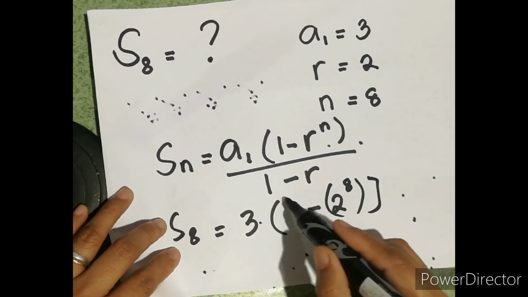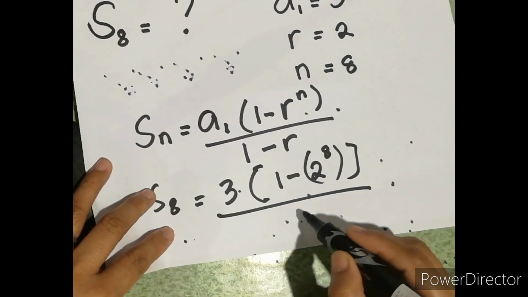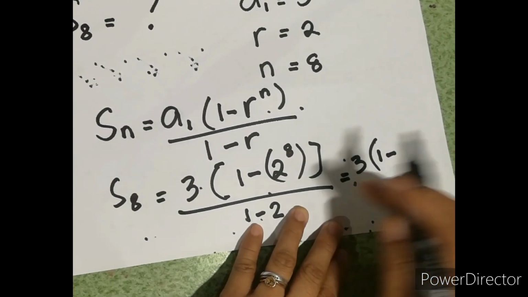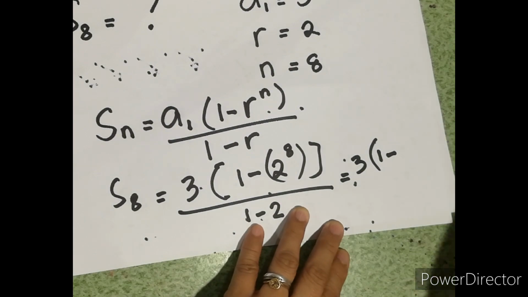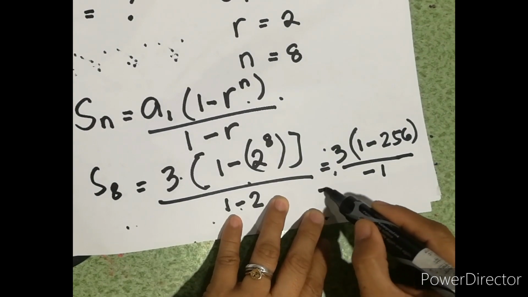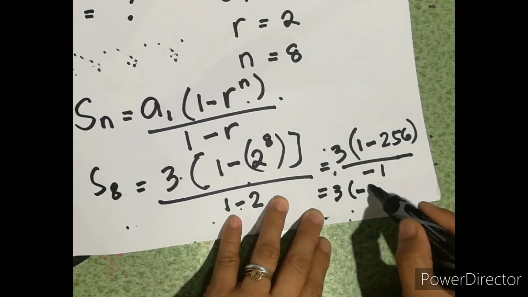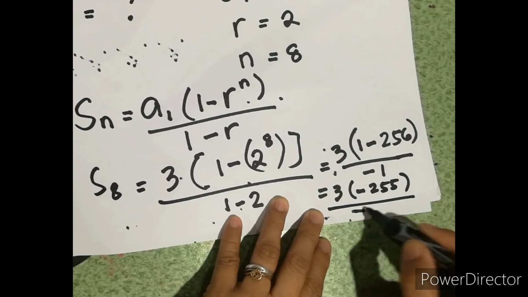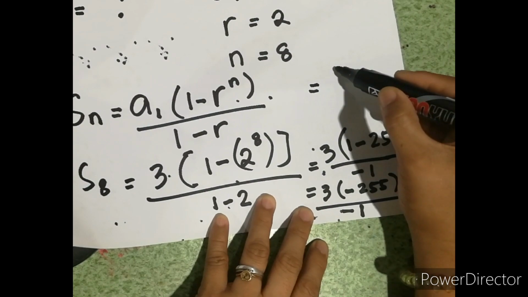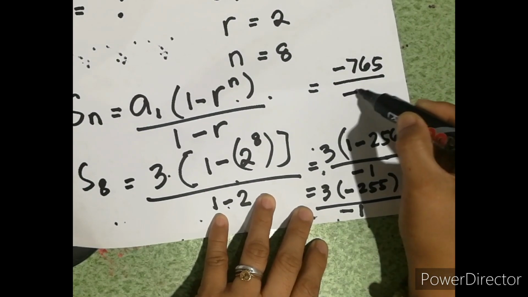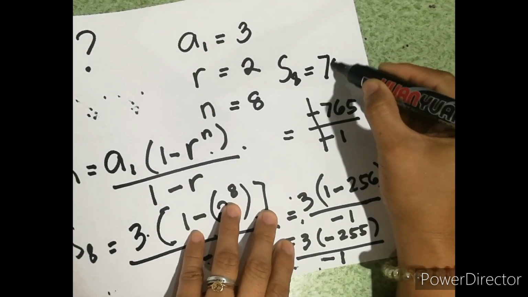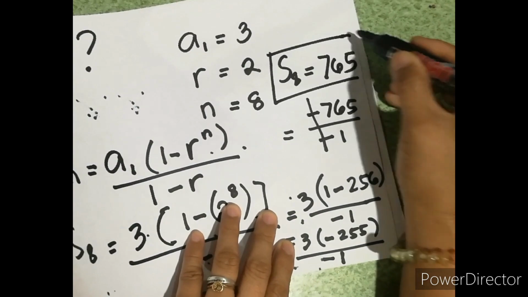So 3 times 1 minus 2 raised to 8, which is equal to 256, over negative 1. So this is 3 times 1 minus 256, which is negative 255, over negative 1. So 3 times negative 255 is negative 765 over negative 1. So eliminate the negative and you got your answer. S8 is 765, the sum of your first 8 terms.